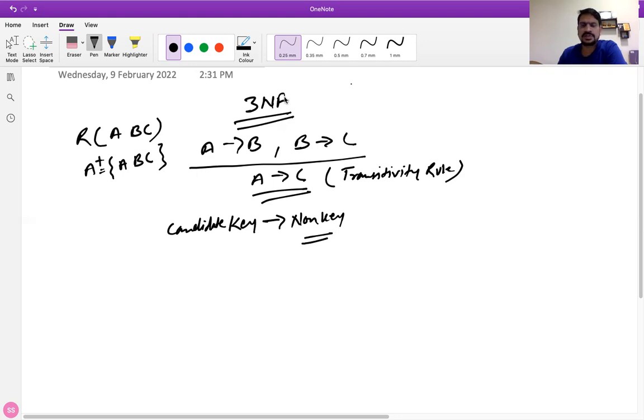So third normal form says that your relation should be in first and second normal form, and there should not be any transitive functional dependency in the form of a non-key being determined by any candidate key, or a non-key being determined by any key attribute. So that is given by third normal form.